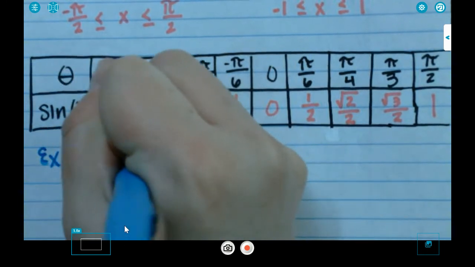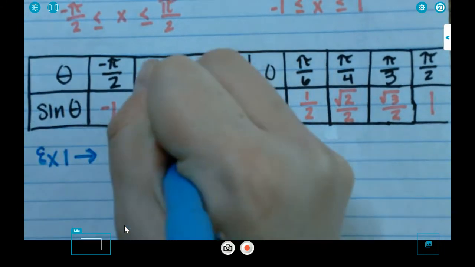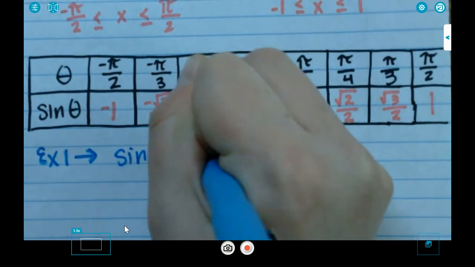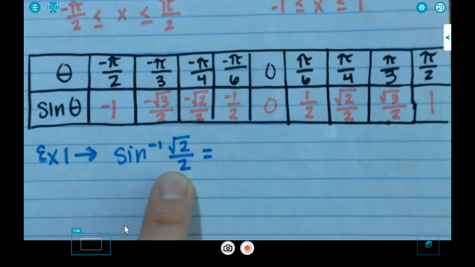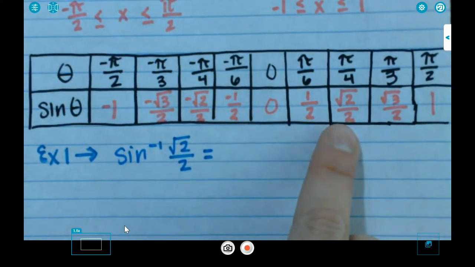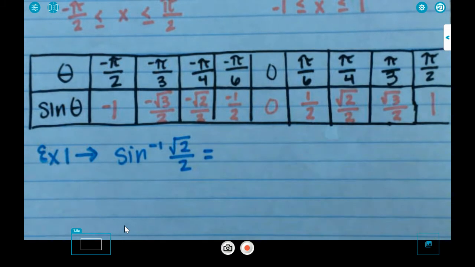Okay, so you are going to be asked to find the exact value for, let's say in our first example, sine inverse of rad 2 over 2. So then literally all you do is you are saying when, and it'll specify between negative pi over 2 and pi over 2, is sine equal to square root of 2 over 2. So you literally just say that happens at pi over 4.